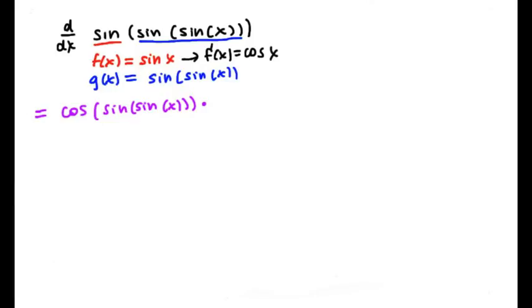Well, what's g prime of x? Well, we can't really determine that right away. We actually have to do another chain rule. So what's g prime of x? Well, to break this up, we have to make another chain rule. So I'm going to call this green the outside portion of g of x. And so I'm going to call that h of x. So h of x is equal to sine of x.